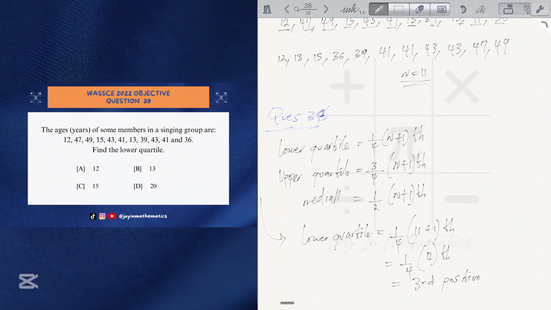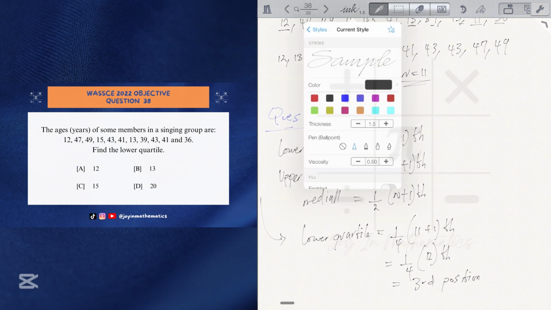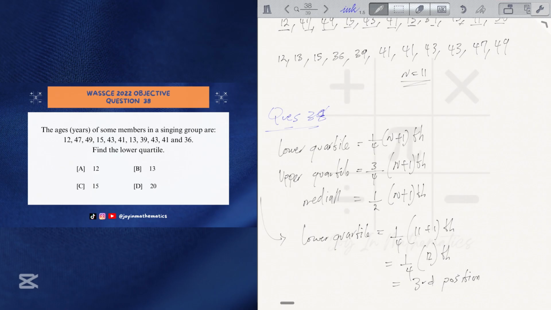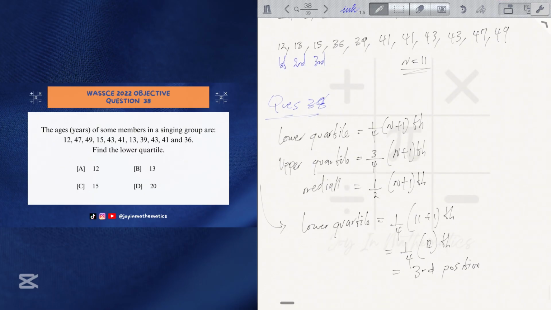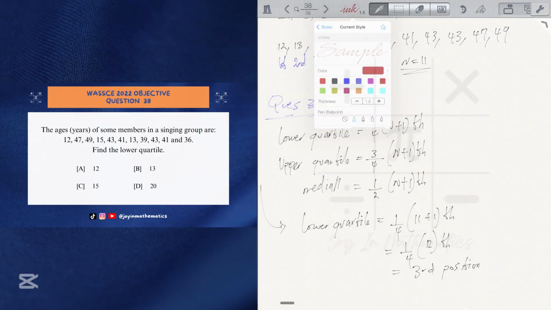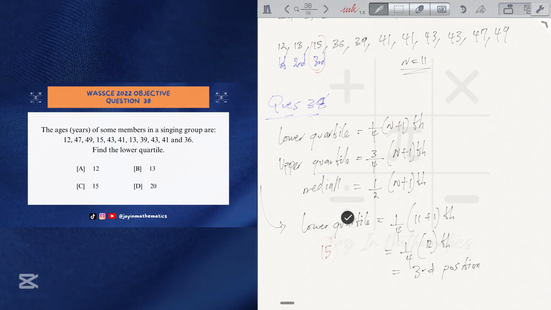From the data set we just count 1 to 3. So we have the first position, the second position, and the third position. Therefore we have the lower quartile to be equal to 15, which is equivalent to option C.